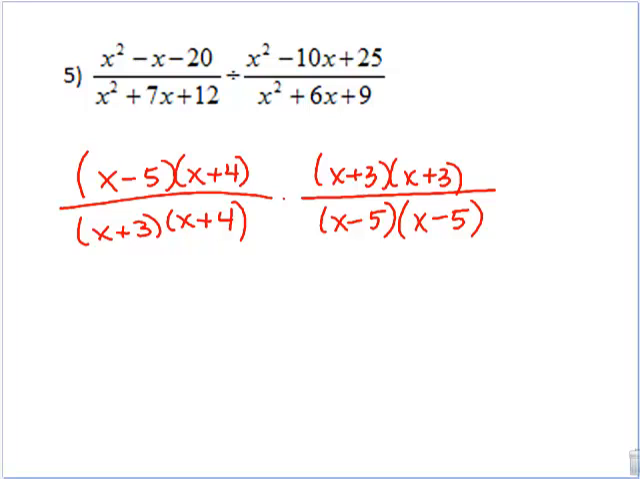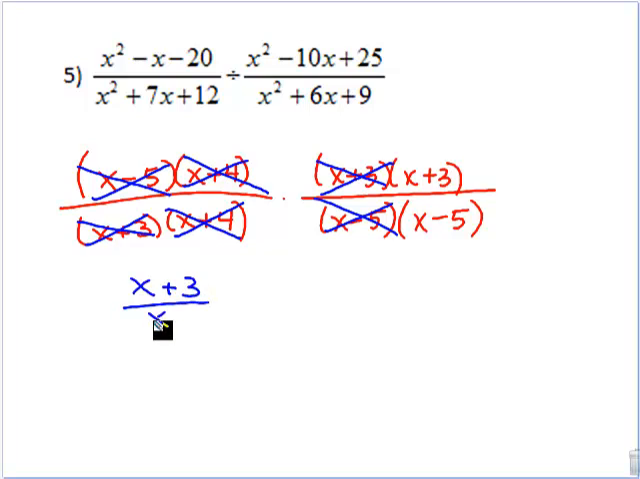Okay, so now take a look at this. What would we be able to cancel here? Okay, so we have an x plus 3 and an x plus 3, so we can cancel one of those. The x plus 4 and the x plus 4, we can cancel one of those. Yep, and we can cancel one of the x minus 5's. So then what are we left with? Yep, x plus 3 over x minus 5. And that's our simplified answer. Is that okay?